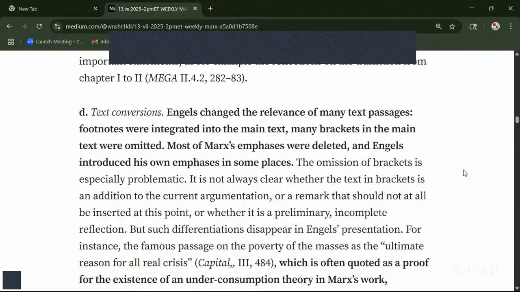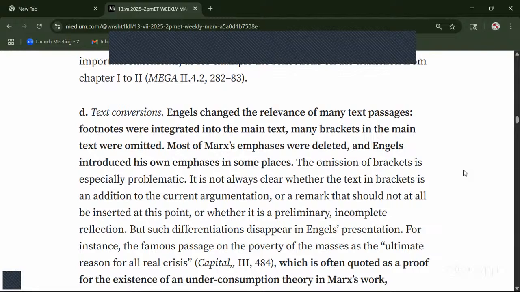D. Text conversions. Engels changed the relevance of many text passages. Footnotes were integrated into the main text. Many brackets in the main text were omitted. Most of Marx's emphases were deleted, and Engels introduced his own emphases in some places. The omission of brackets is especially problematic.